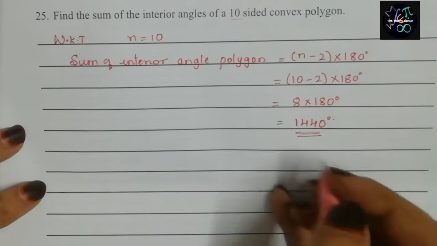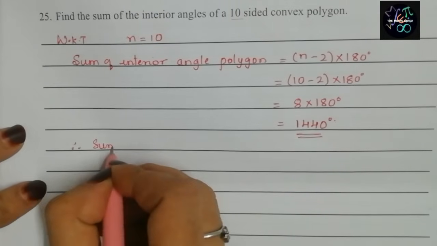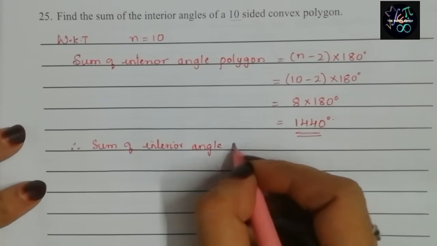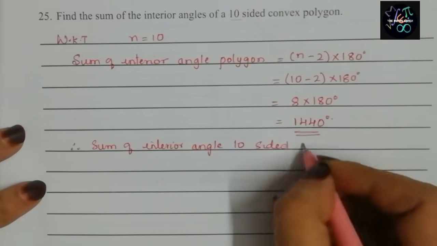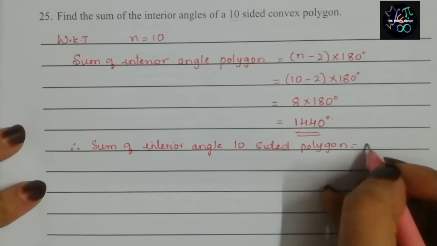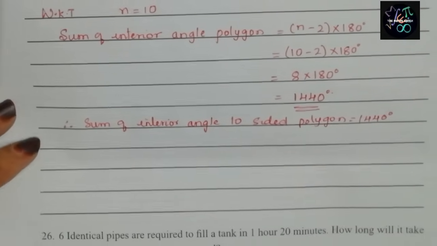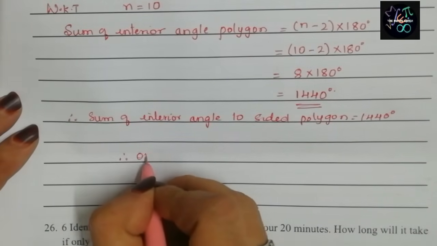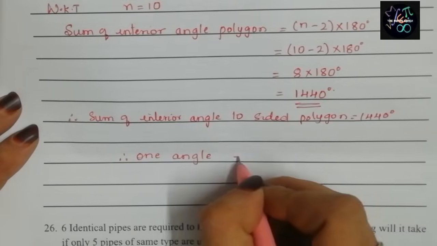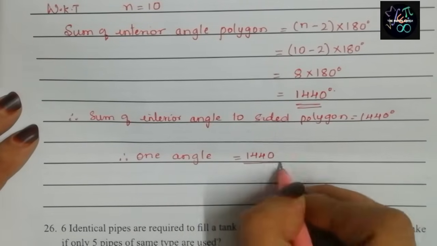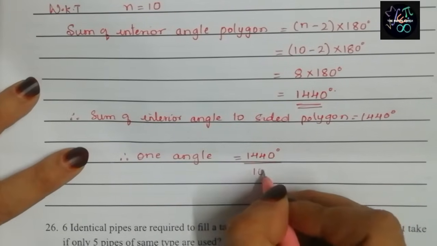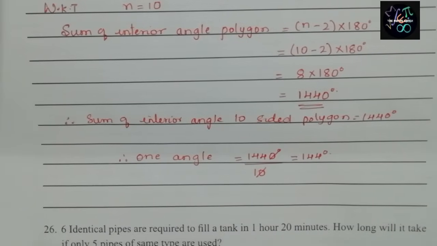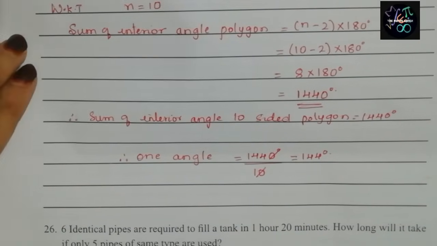Therefore, the sum of interior angles of a 10-sided polygon is 1440. If we want one angle, what do we have to do? If they ask, find one angle, how will we find one angle? Sum 1440 upon how many sides? 10 sides. So 0 and 0 get cancelled. 144 degrees we get. So till here in this paper I have completed question number 16 to 25.